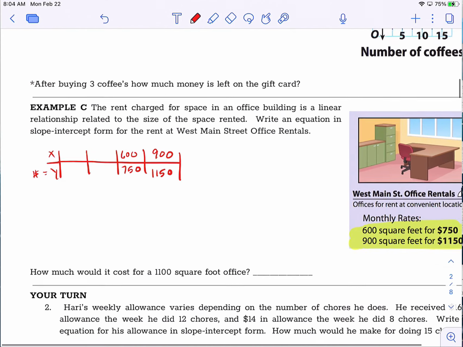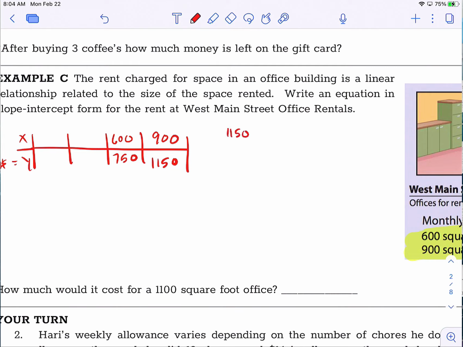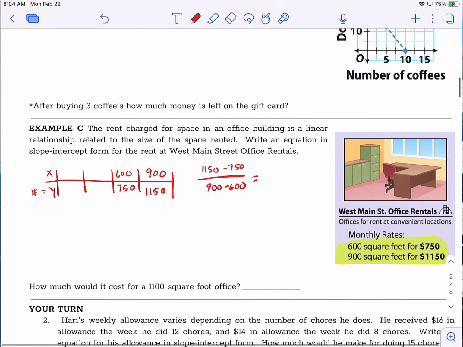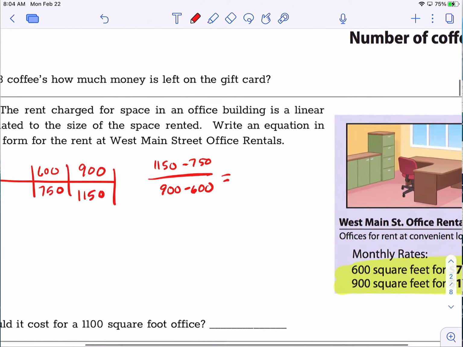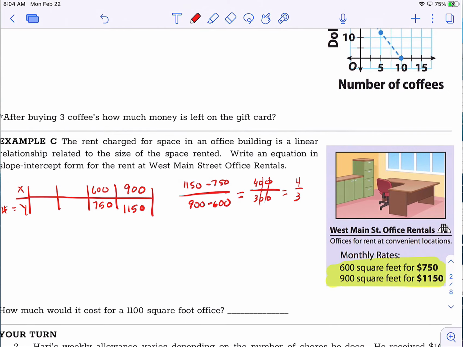So now that I put this into a table, what can we do to find the slope? We can do y2 minus y1 over x2 minus x1, y minus y over x minus x. So we can just use what we have done in the past. The only difference here is they didn't give us a table, they gave us some actual numbers in a situation. I just put them into a table so that I could get a better idea of what I was looking at. So 1150 minus 750 is 400. 900 minus 600 is 300, of course, and that would reduce to, you can just kind of knock out the zeros, 4/3. I'm going to leave that as 4/3 for now.